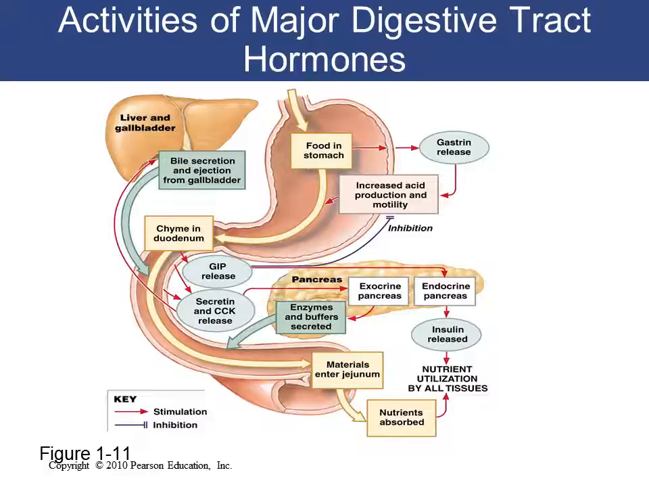And when the materials enter into the jejunum, the nutrients are absorbed. So please study this diagram very well to be able to look at the role where the hormones are playing. The red arrow is showing stimulation, while the blue arrow is showing inhibition. That is why the GIP, that is gastric inhibitory peptide, when it is released, is the one that will stop the increased acid production and motility by reducing the release of gastrin in the stomach.